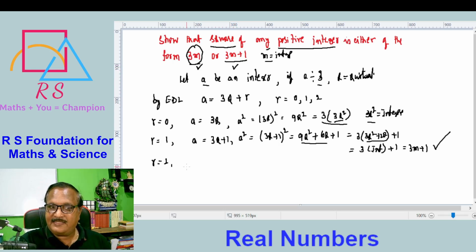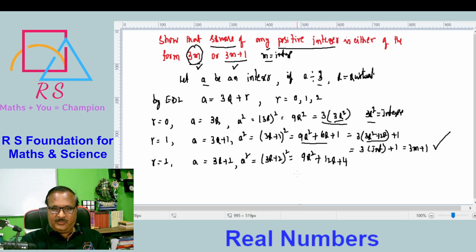So let us see whether we can write r equal to 2 in the same form or not. So a is equal to 3q plus 2. Now we want a square. a square is equal to 3q plus 2 whole square. Let us again use the a plus b whole square formula. So 9q square plus 2 into 3 into 2, which is 12q, plus 4. Then we have to check whether we can write this in the form of 3m or 3m plus 1.